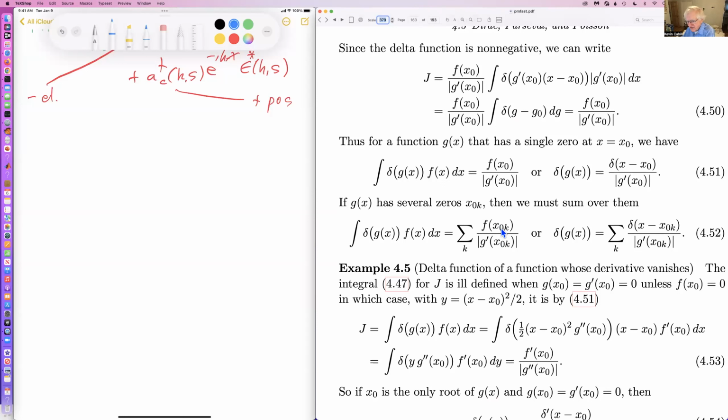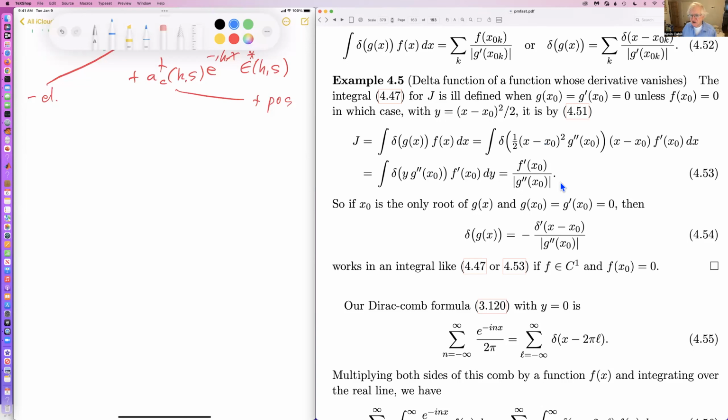Well, we can replace G of x with a half x minus x0 squared G double prime. And then we can let y equal x minus x0 squared over 2. And so this then is delta of y, G double prime of x0, f prime of x0. And now we can just use our old formula, a more complicated delta function. And so that means we have to divide by the absolute value of G double prime at x0, and we multiply by f prime of x0.